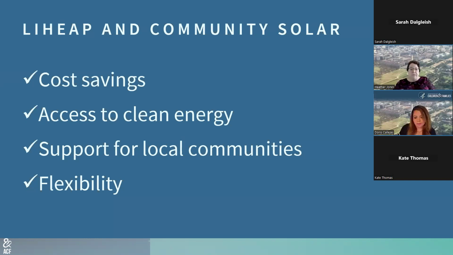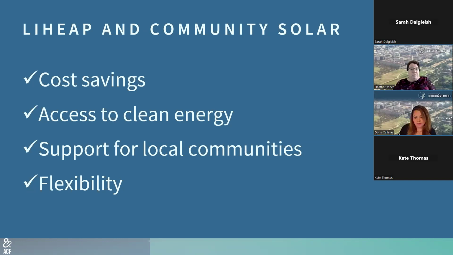Community solar projects offer subscribers a discount on energy produced by the solar panels, which can help to lower their energy costs. This can be especially important for individuals with low income who may struggle to pay their electricity bills. It also gives them access to clean energy. Community solar projects provide access to clean energy sources without the need to own or maintain solar panels. This can be particularly beneficial for low-income people who may live in areas with high levels of pollution or may have health conditions that are exacerbated by air pollution.